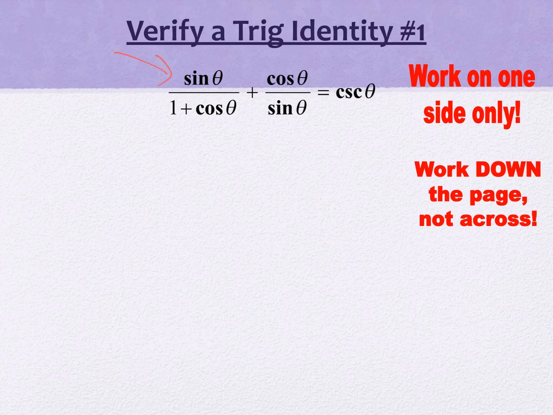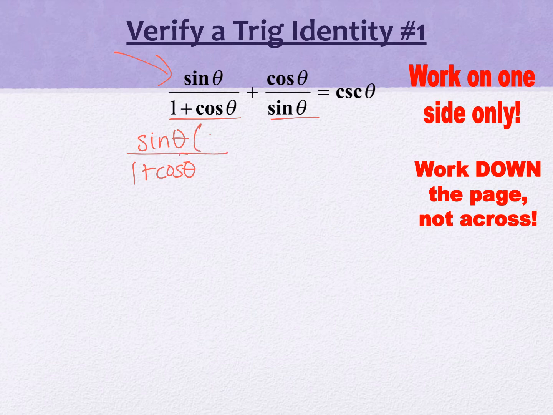So one of the earlier tips said to start on the more complicated side. So I'm going to start on the left side because there's not really a lot I can do with cosecant. I see that I have two fractions, and most of the time when you have fractions, getting a common denominator would be a good thing. So the first thing I'm going to do is get a common denominator. So that means it would be sine theta and 1 plus cosine theta.